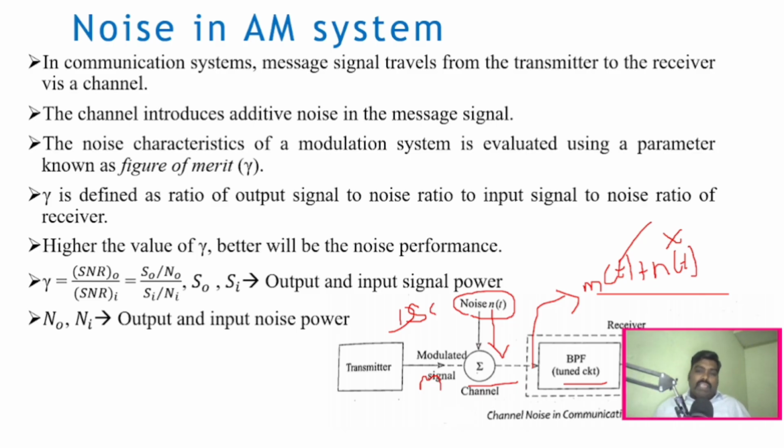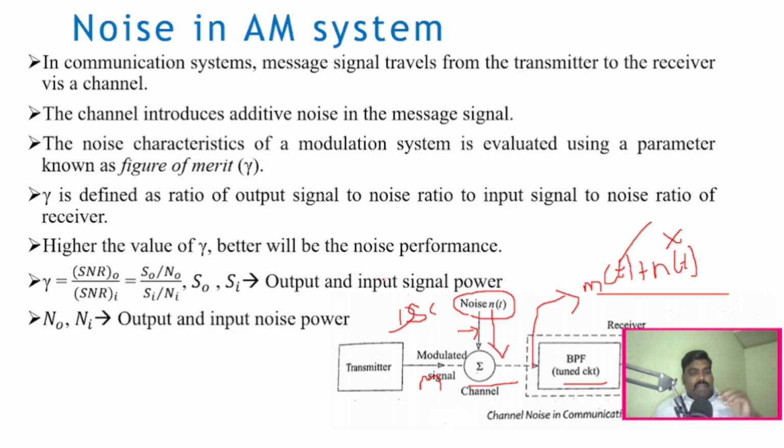So the noise, there will be a variation with this input noise as well as the output noise. Clear? Right. So now with this, we will derive the signal to noise ratio as well as the figure of merit for the DSB-SC system, right?